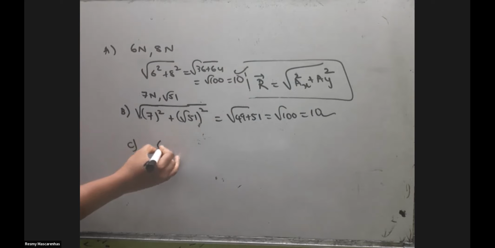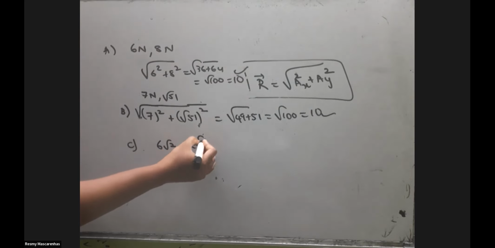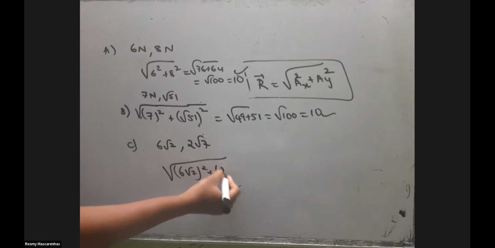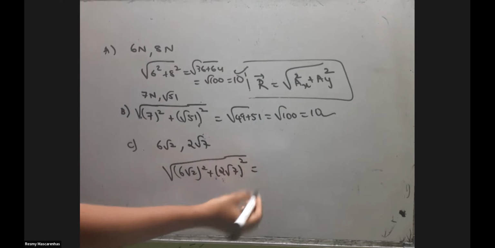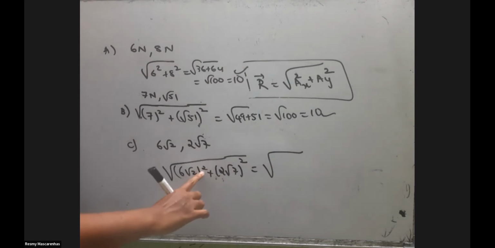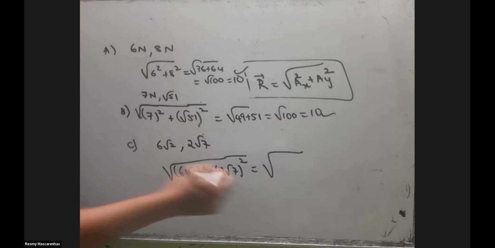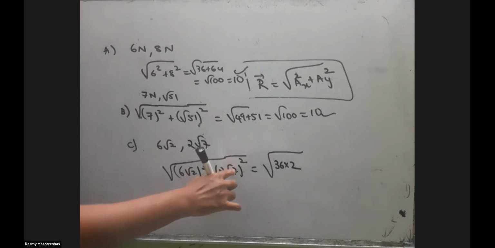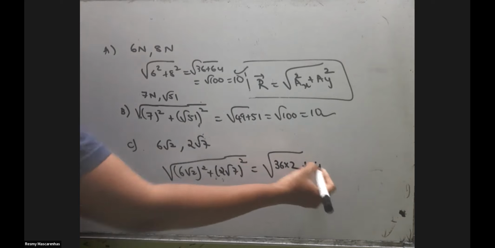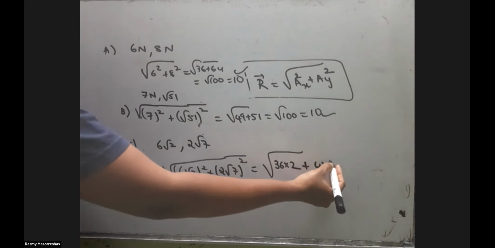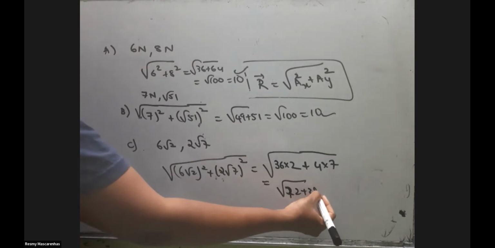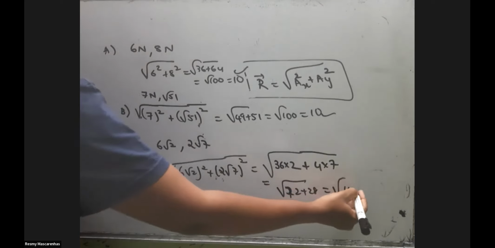The option 6 root 2 and 2 root 7 has been given. So we'll check if squaring them gives us 10. Now whenever you have to square like this, you have to square both the terms. So 6 square is 36, and now root 2 square will be 2, because root and square will cancel. Now same way here also, 2 square is 4, and this root 7 the whole square will be 7. So 72 plus 28 is again 100, which is 10.